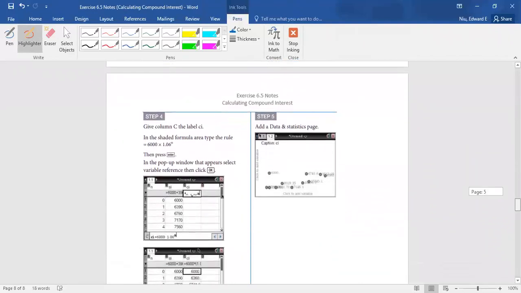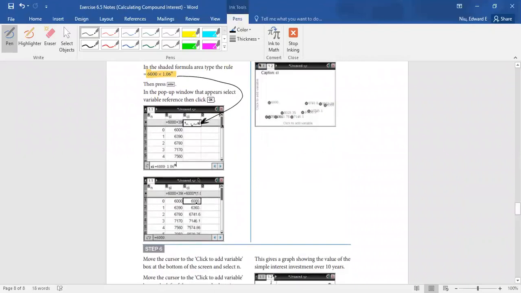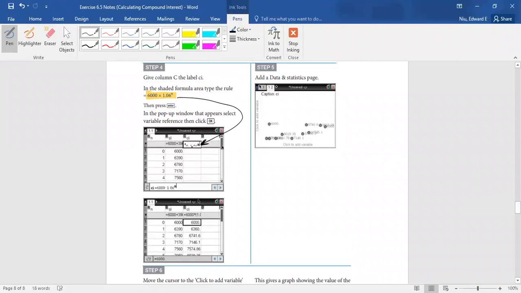And then in the third column, we would fill out our compound formula and plug that right into the third column's second row. And so what you have is a spreadsheet of all the values over the next 10, 20 years, whatever it might be. If you put this into a data and stats page, you can click and change the variables to see what the graphs end up being.